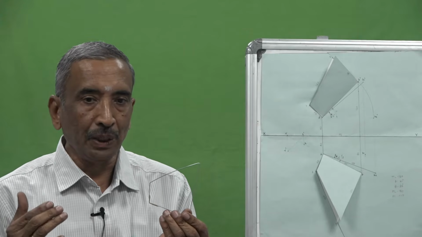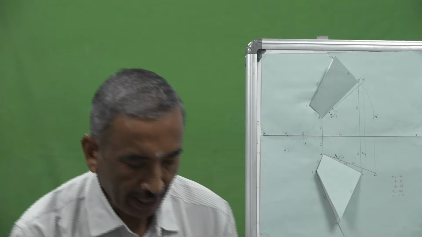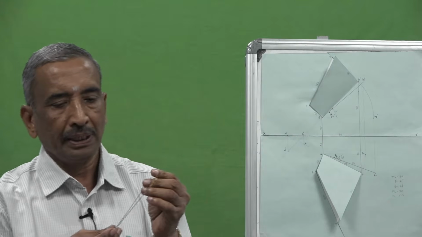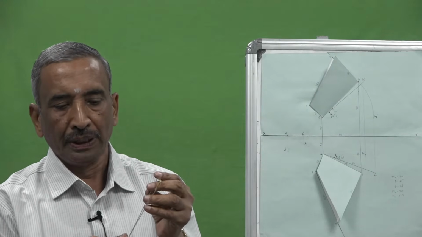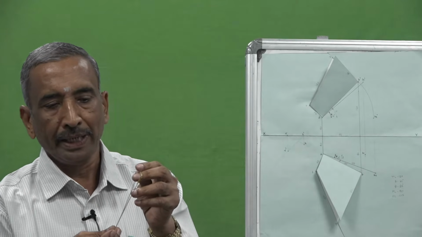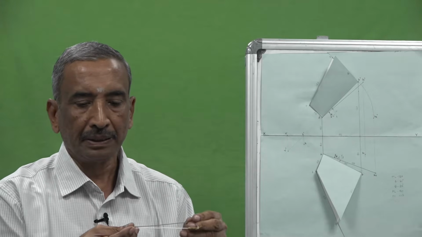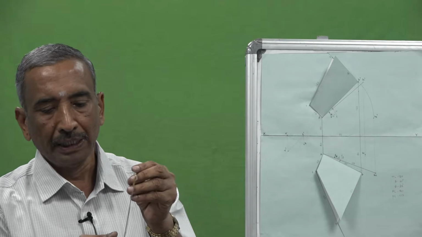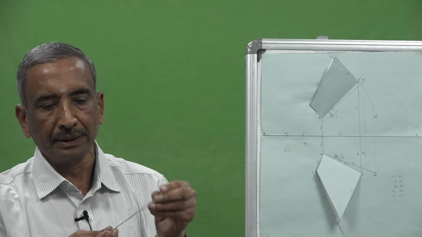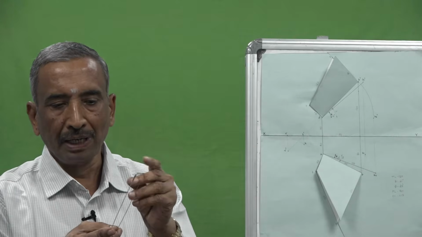Now, I want to find out the angle the line makes with respect to VP. So I have another model here. The line was like this. This was my point A, this was my point B. Now I make the line parallel to VP. Can you observe carefully? This is my point A, this is my point B. By making this line like this, the front view length will remain the same.